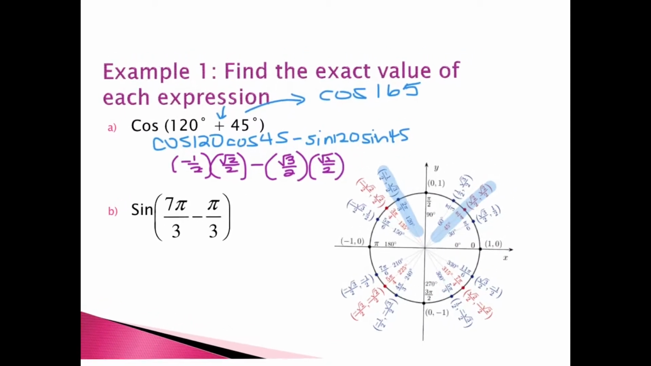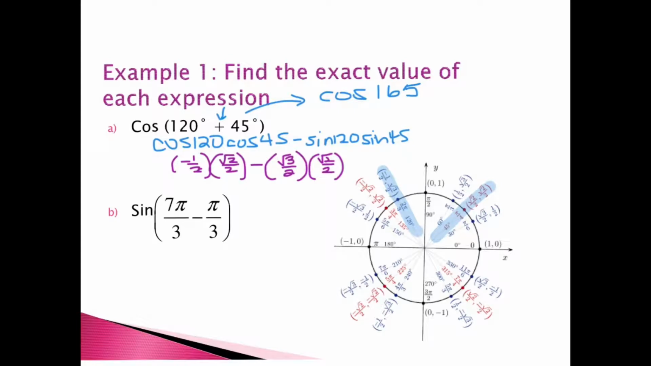So then I multiply out my numerators. Negative 1 times root 2 is negative root 2. And negative root 3 times root 2 is negative root 6. Both of them go over 4. And since they're both over 4, I can combine them into one fraction. Negative root 2 minus root 6 over 4.